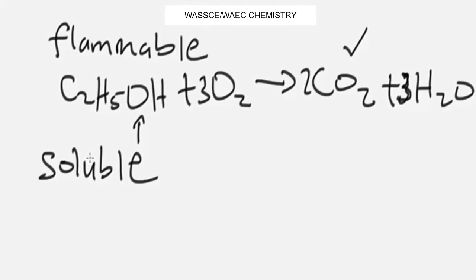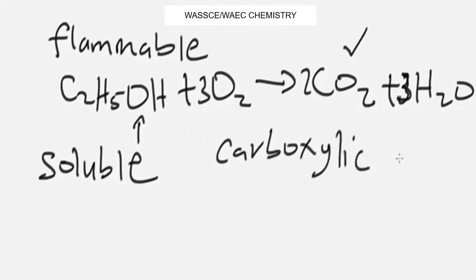Another property of alcohols is that alcohols can be oxidized by reacting with oxygen from the air to produce carboxylic acid. Okay, for example, methanol can be oxidized to methanoic acid, and ethanol can be oxidized to ethanoic acid. So we're going to look into carboxylic acid in detail in the next video. So just know that alcohols can be oxidized reacting with oxygen from the air to produce carboxylic acids. So just take note of this.